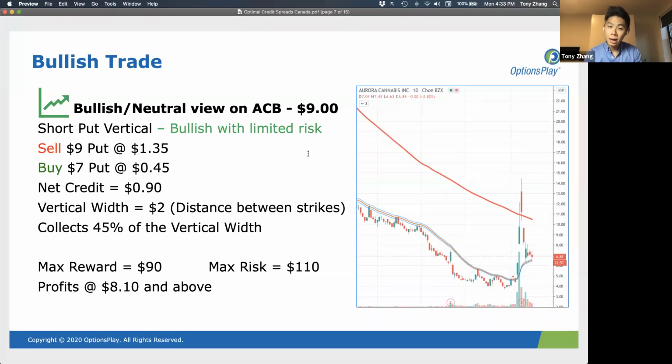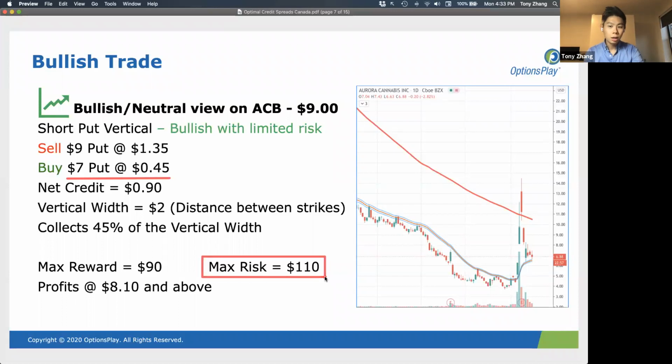As you sell a put that's close to the current price of the stock, you try to collect some income and maximize that income. And you're buying a lower put simply to reduce your risk. In this case, if you just sold the $9 put naked, you would be risking $900. Here, by buying that $7 put, you're defining your risk so that instead of risking $900, you're only risking $110. Does that make sense to everyone? Please type 4 into the chat window if that makes sense to you.